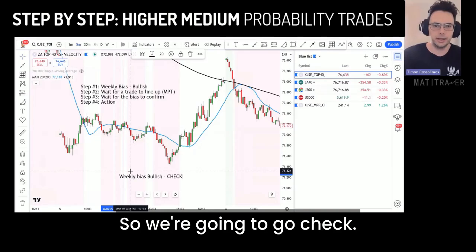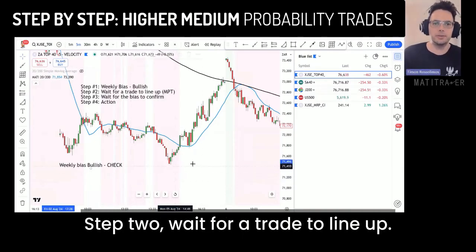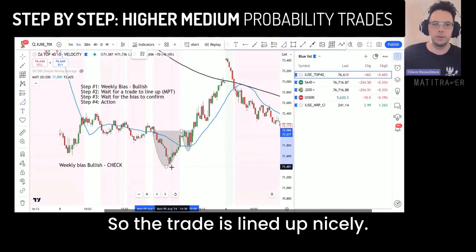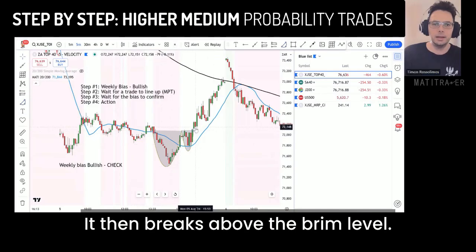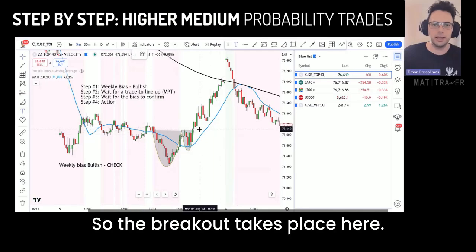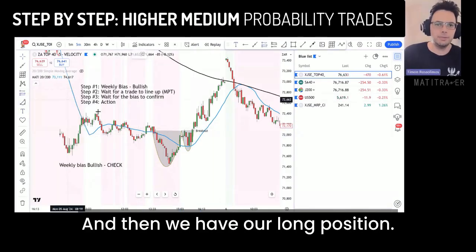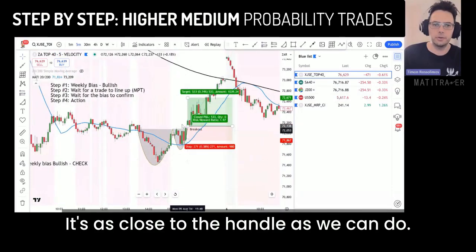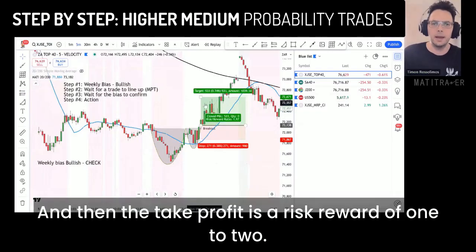So we're going to go check. Step 2, wait for a trade to line up. So we're going to grab an arc over here that is a cup and handle. So the trade is lined up nicely. It then breaks above the brim level. So the breakout takes place here. And then we have our long position. So our long position, we normally do 250 points or so. We can do 260. It's as close to the handle as we can do. And then the take profit is a risk to reward of 1 to 2.